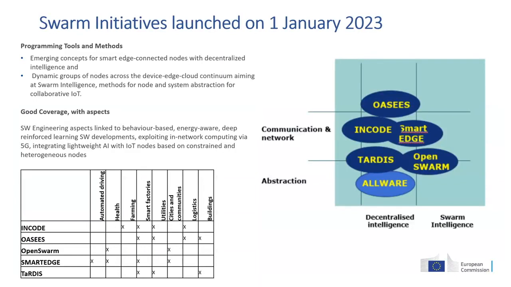With this slide, this is an overview of the currently launched projects that Rolf already mentioned. On top of that comes an overview of the sectors covered under this call: automated driving, health, farming, smart factories, utilities, cities and communities, logistics and buildings. So this was my last slide on this topic.